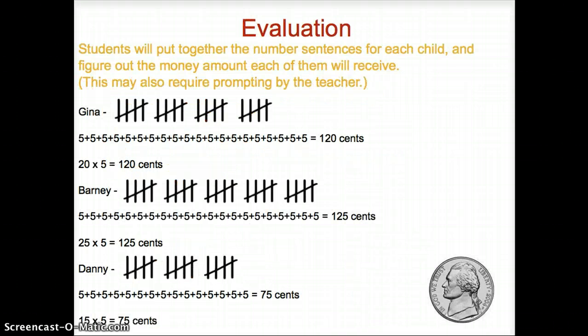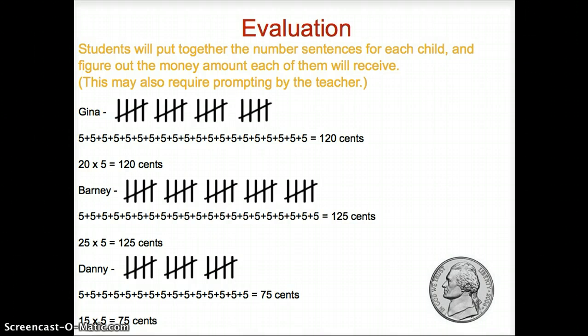Then the last slide would be the evaluation. Now obviously the evaluation is where the children are able to put the number sentences together and figure out how much money each child earned. Again, I feel like this would require some prompting by the teacher, especially in the lower grade levels.